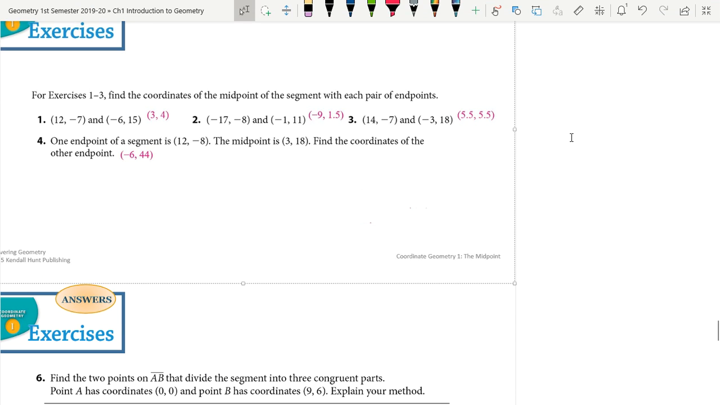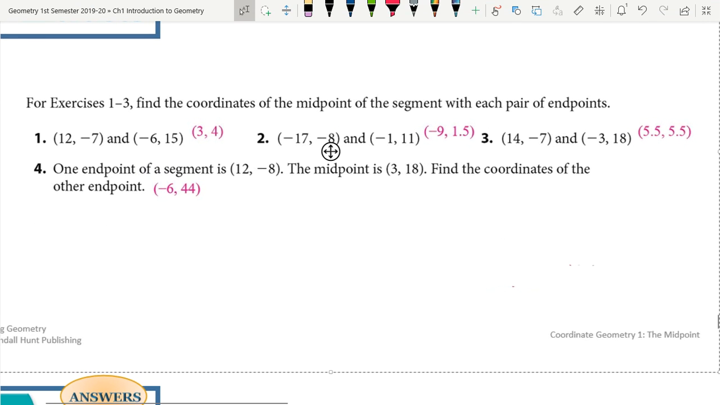All right, this is the CG1 homework, coordinate geometry 1, numbers 1, 3, and 4. First says find the coordinates of the midpoint of the segments with each pair of endpoints. So with number 1, we have (12, -7) and (-6, 15).